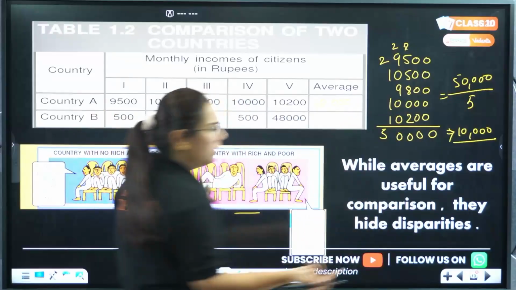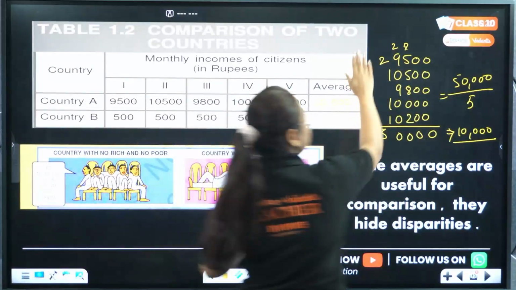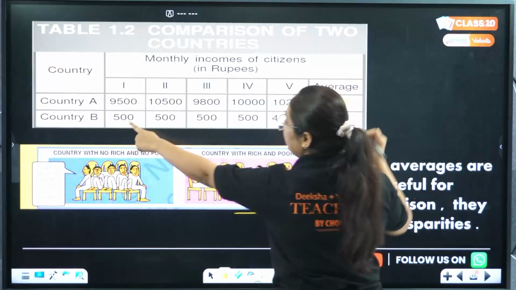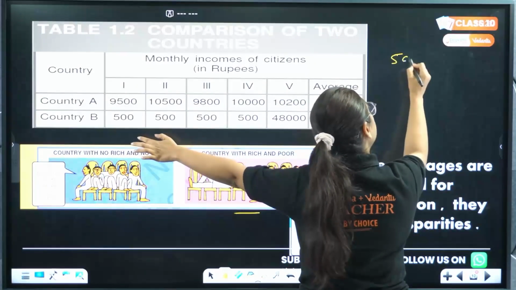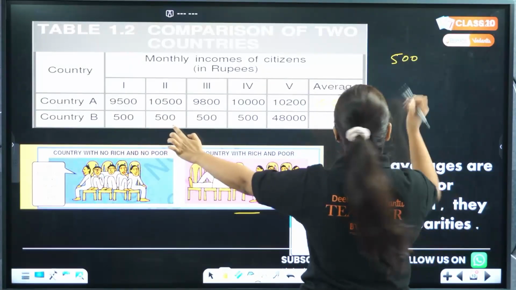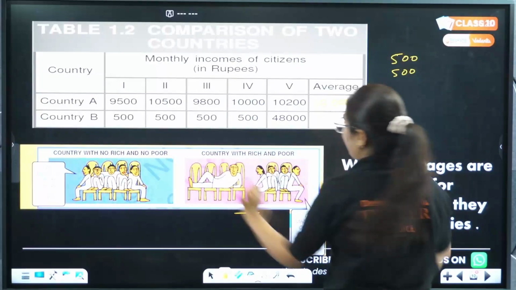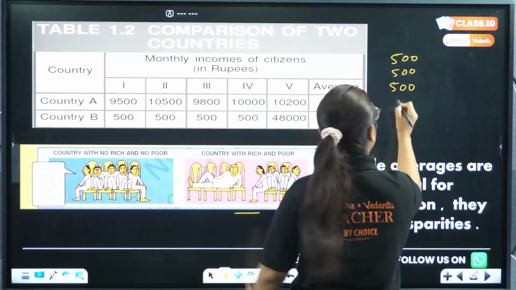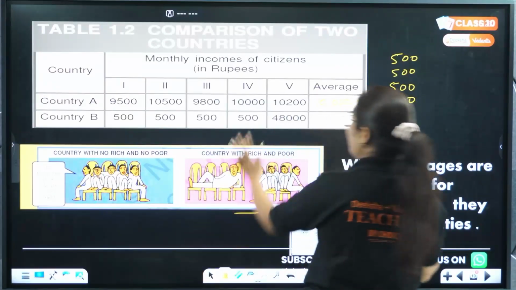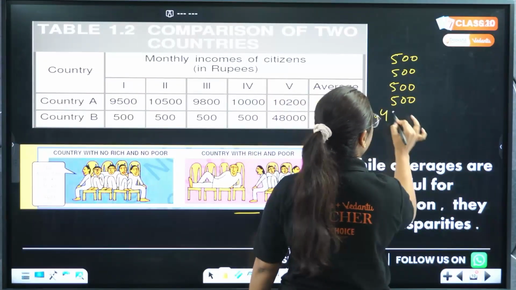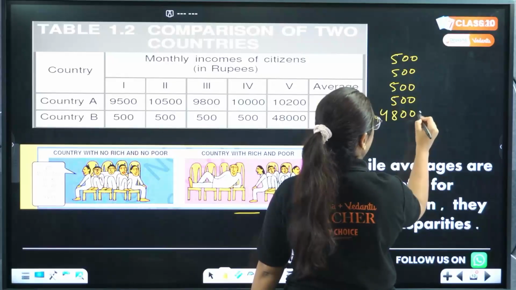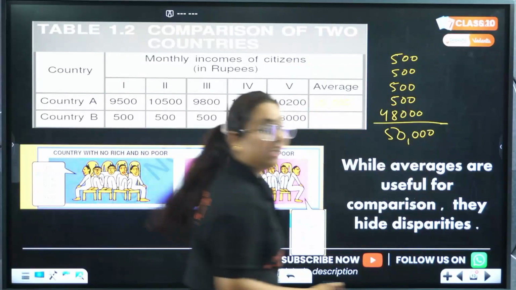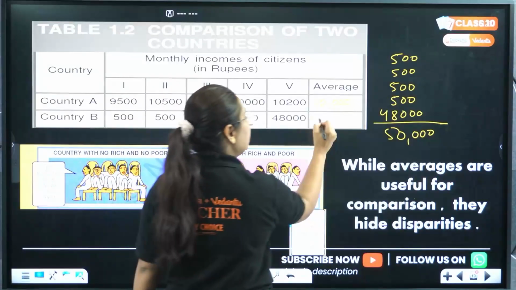Fine, that's good. No problem. Now come to country B. In this country B, citizen number 1 earns 500 rupees. Second one also earns 500. Third citizen earns 500. Fourth earns 500. But the fifth one earns 48,000 rupees. Again the total is 50,000, which gives the average of 10,000.